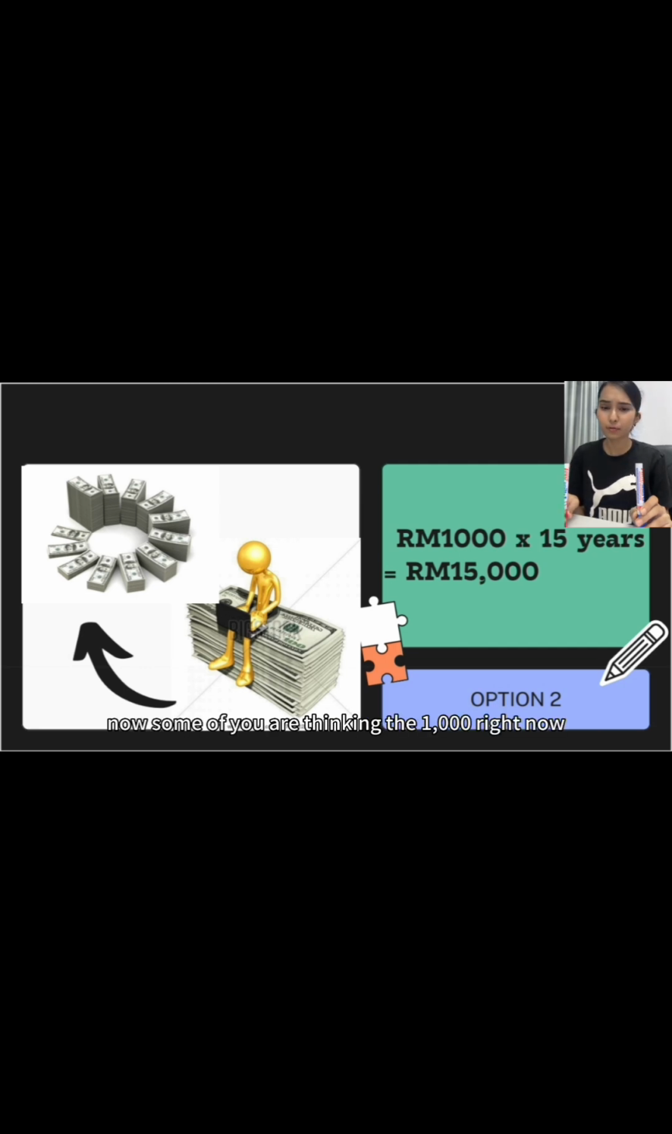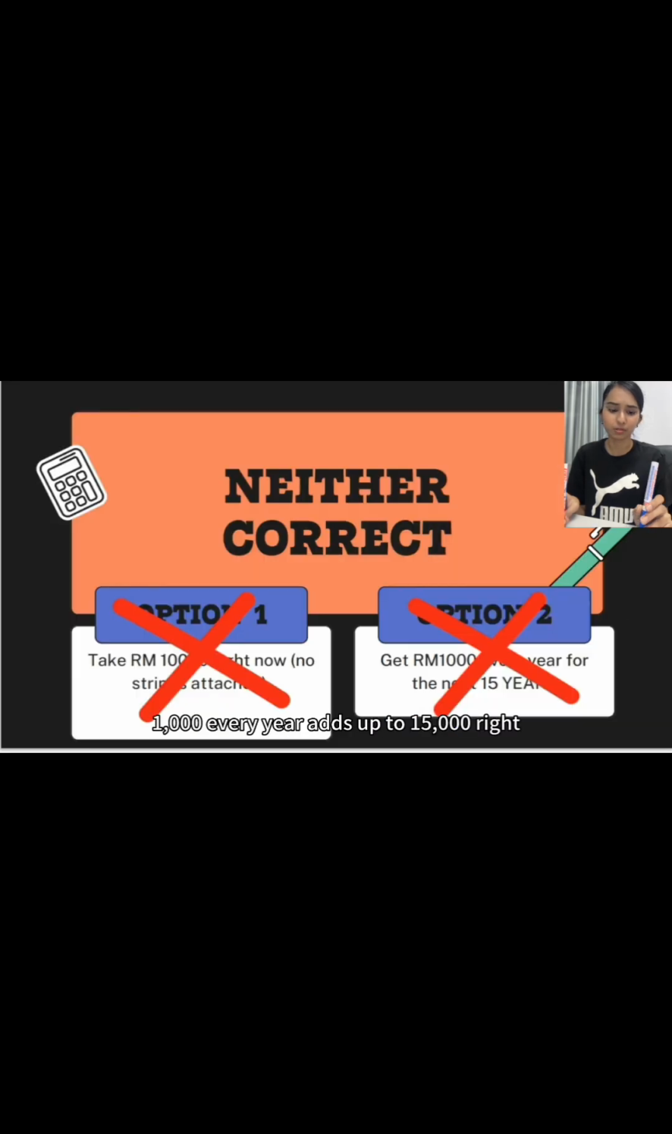Now, some of you are thinking, duh, 1000 right now. Others might say, wait, 1000 every year adds up to 15,000, right? So that's better. But here's the twist. What if I told you that both of these choices might be wrong? What if there's a way to grow your money even more without doing anything extra? Well, that's what interest does for you.